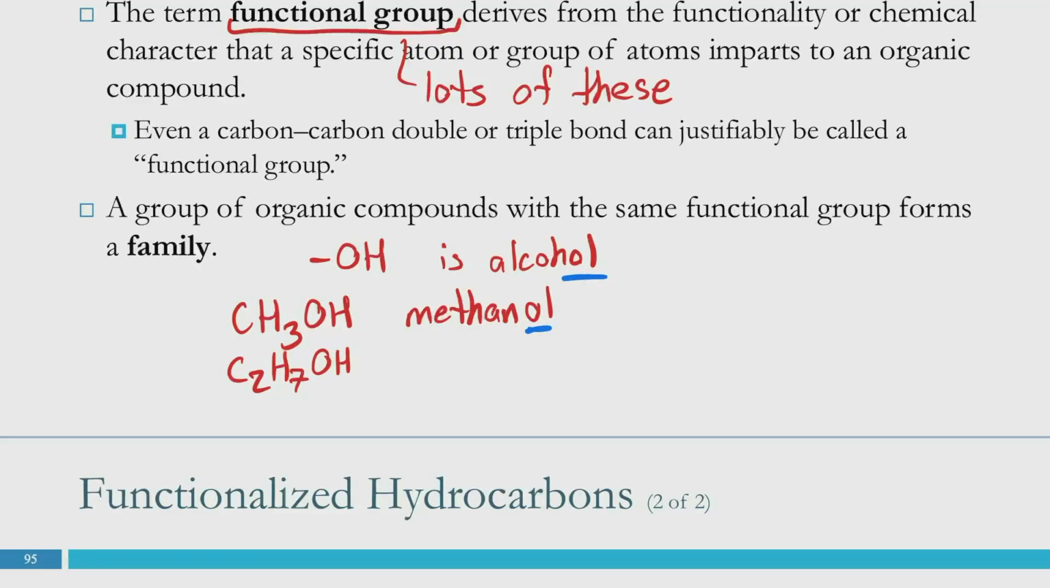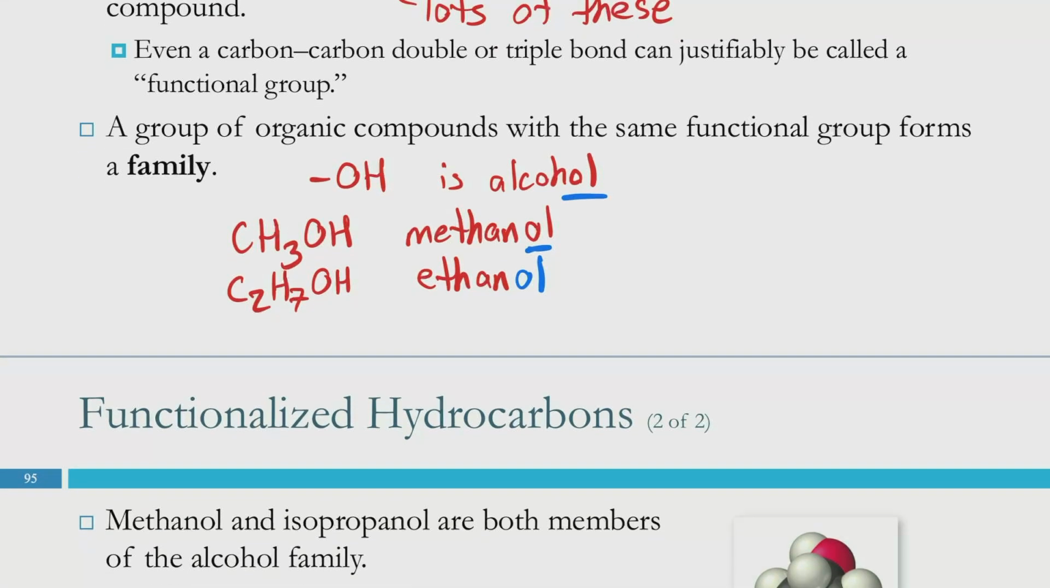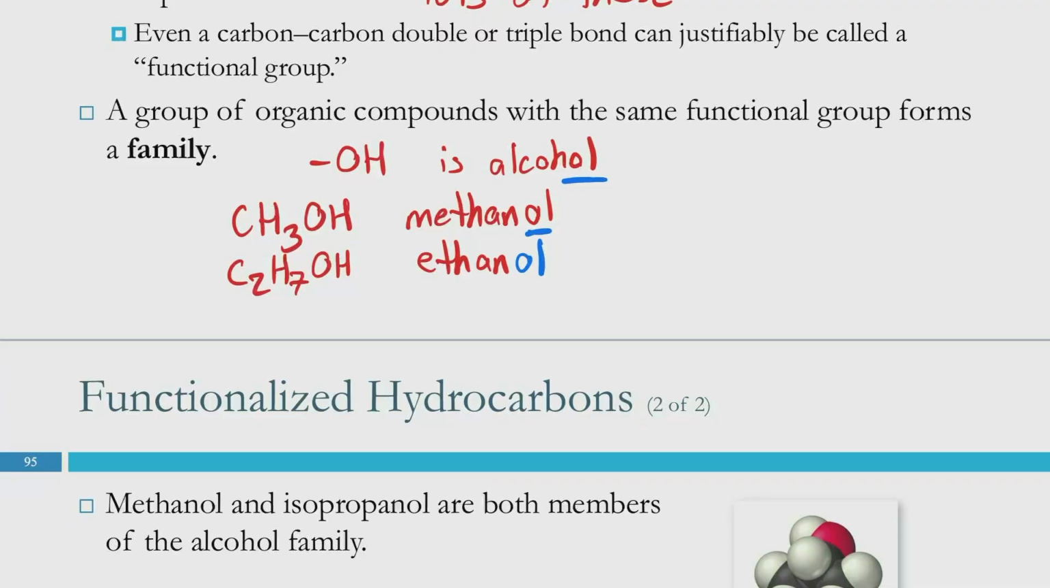C2H7OH, I'm not used to writing them. This has two carbons. They're all single bonds. And we've got the -ol ending because it's an alcohol, ethanol. Ethanol is the one that you would typically be drinking if you drink. That's the most common alcohol for drinking. So those would be a family of alcohols, as an example.